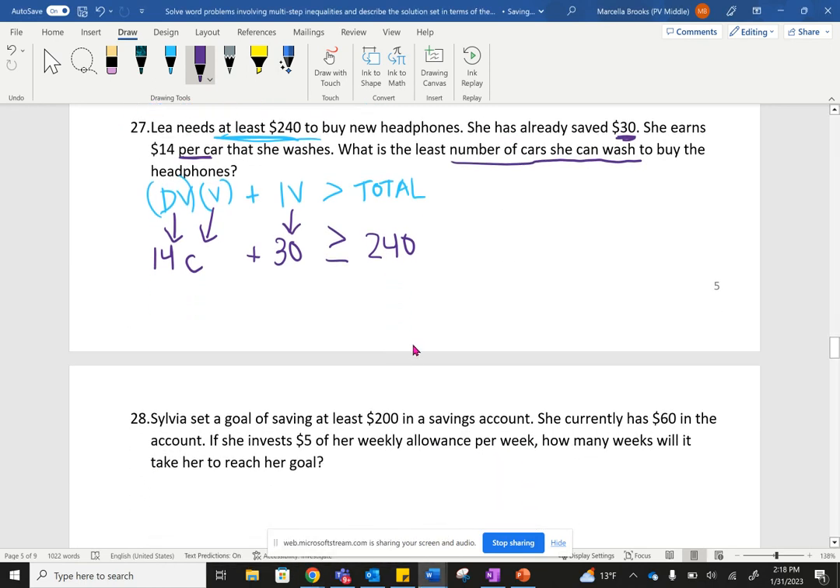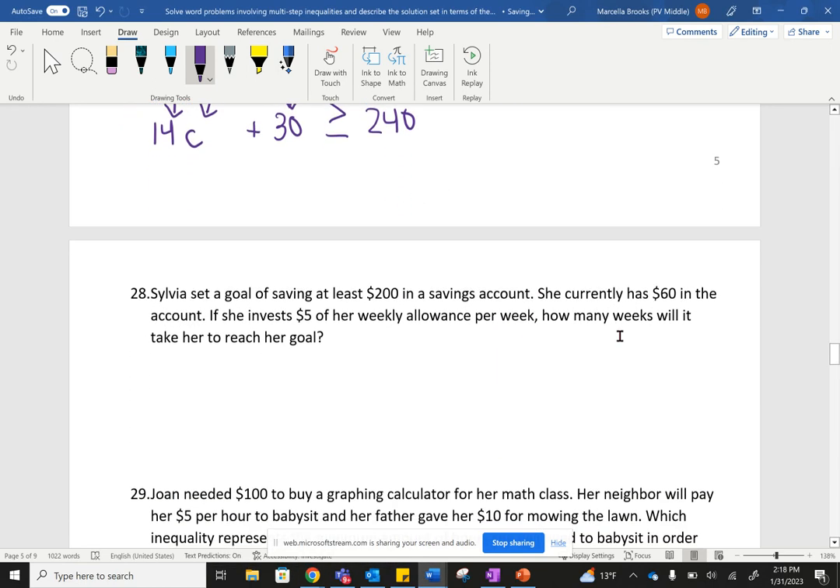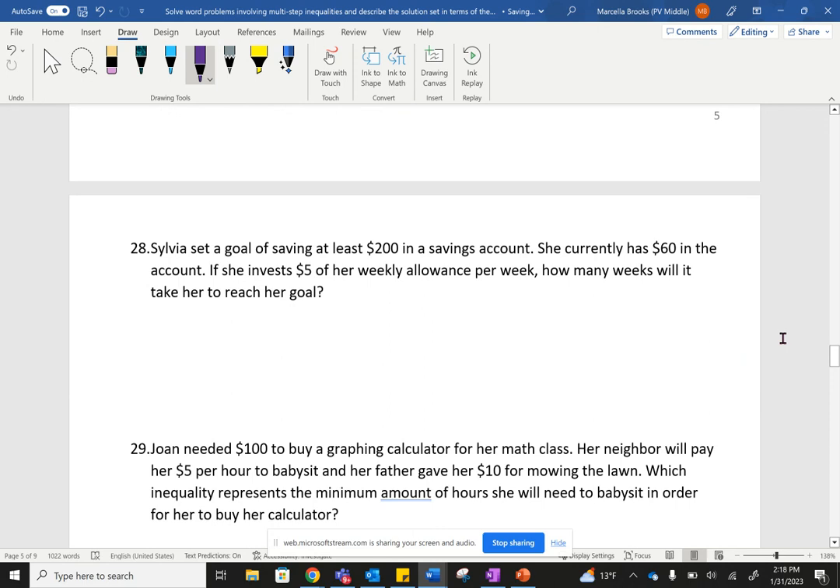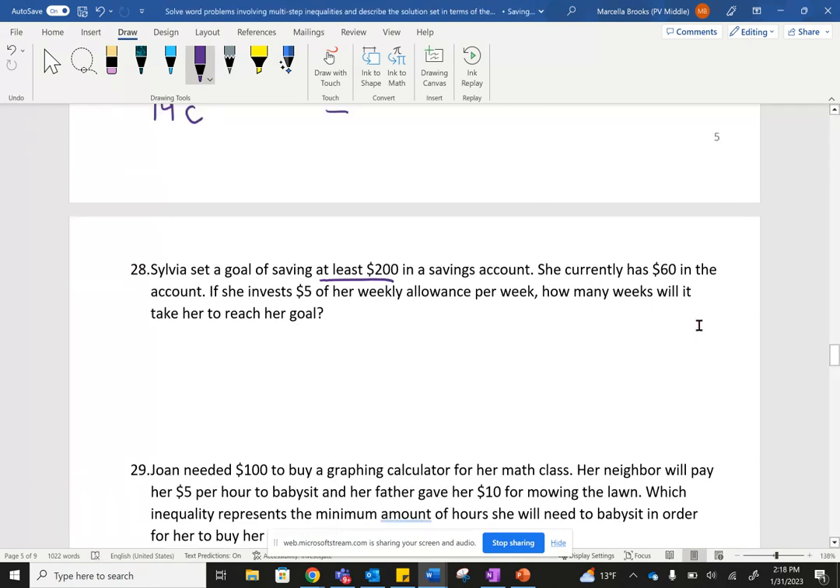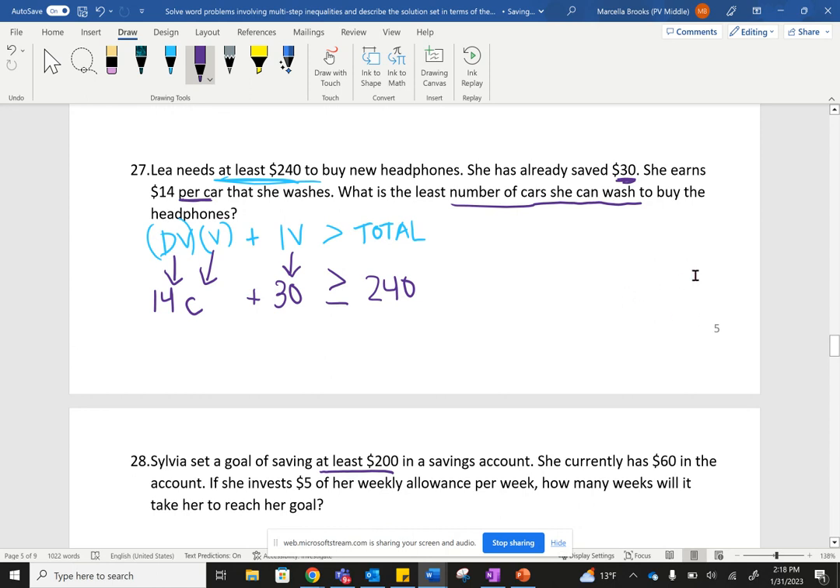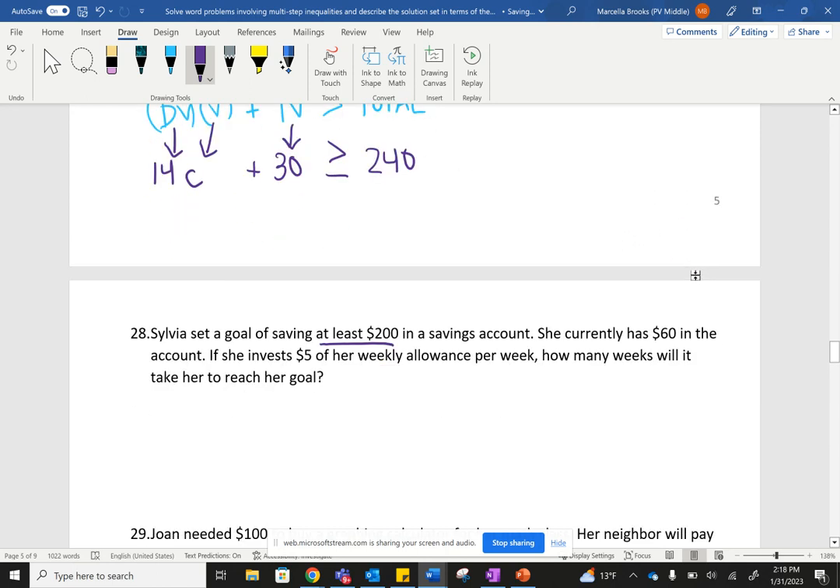And I'm going to call it good on this one. Actually, I'll read one more and see if you can at least set it up. So 28. Sylvie set a goal of saving at least $200 in a savings account. So we see at least $200. So what is at least? It was in the last one, I'm pretty sure. At least tells us to do greater than or equal to. So greater than or equal to 200. She currently has $60 in the account.